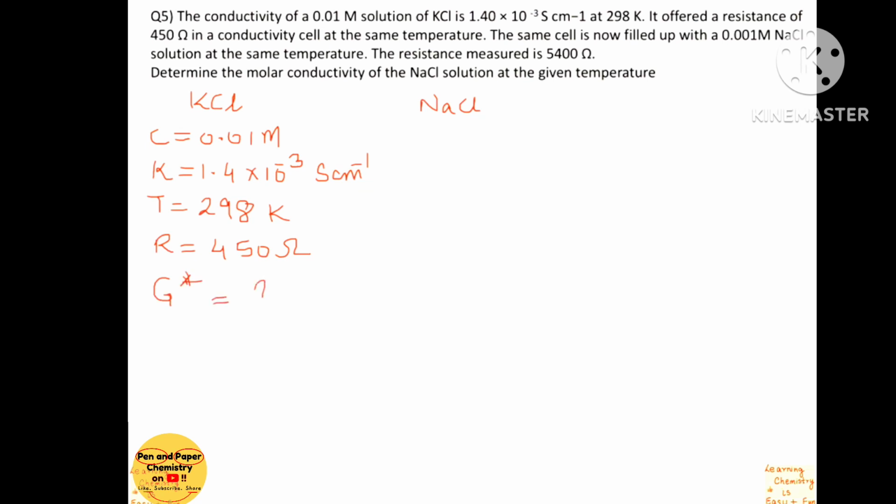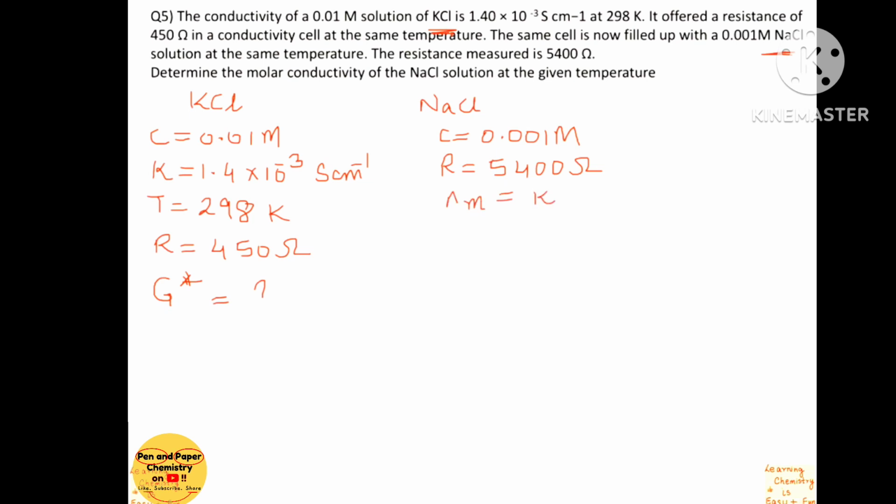Now, using this cell constant, we replace the KCl in the solution by NaCl, the concentration of which is 0.001 molar. See, the cell constant will not change even if you change the electrolyte. Now here the resistance is 5400 ohms. You have to determine the molar conductivity.